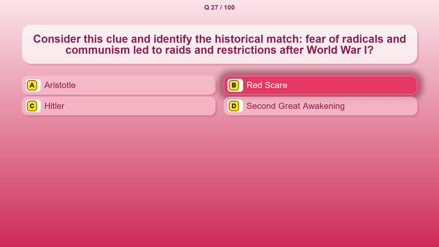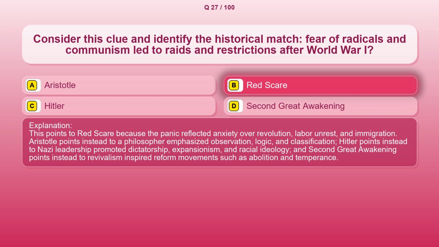The correct answer is option B, Red Scare. This points to Red Scare because the panic reflected anxiety over revolution, labor unrest, and immigration. Aristotle points instead to a philosopher emphasized observation, logic, and classification. Hitler points instead to Nazi leadership promoted dictatorship, expansionism, and racial ideology, and Second Great Awakening points instead to revivalism inspired reform movements, such as abolition and temperance.